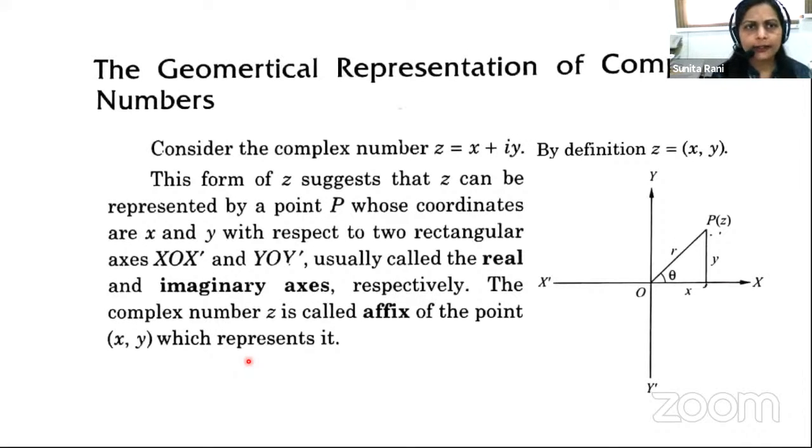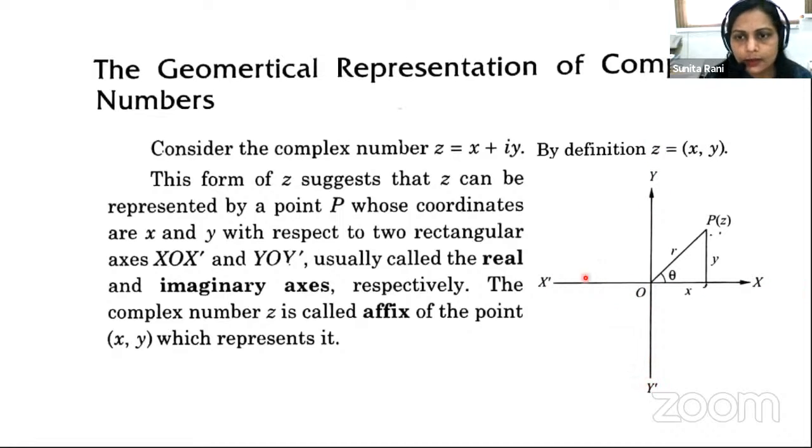Next, how to represent the complex number geometrically? There is a figure. We have a complex number z, x plus iota y, and we can write it as an ordered pair xy also. Z is equal to xy. This z is a point here. P is a point, this is z, whose coordinates are x and y, x with respect to rectangular axis x dash o x, and y with respect to y o y dash.